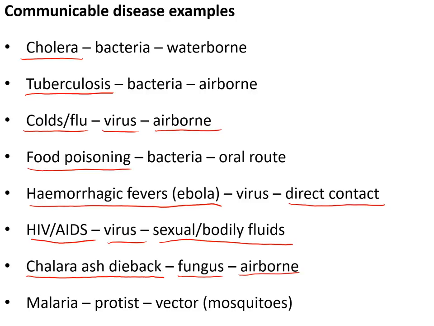And the last example we need is malaria. Malaria is caused by a protist. Malaria leads to very severe fevers and chills. It kills a few million people every year. And it is spread by a vector, so a mosquito has the malaria protist in it, and when it bites you, it passes the protist directly into your bloodstream.